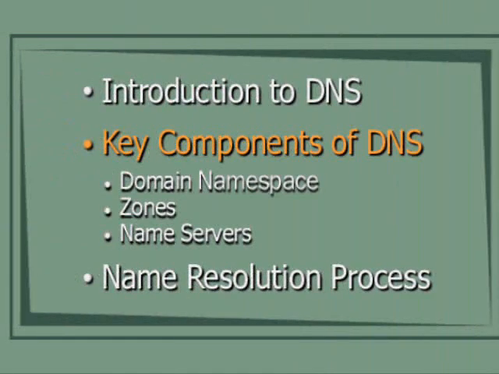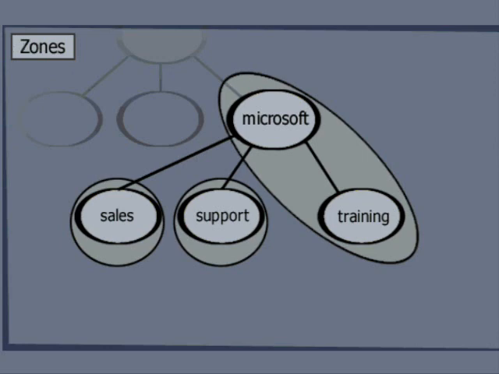For administrative purposes, domains can be organized into zones. As you can see in this example, a zone is a discrete and contiguous area of the domain namespace. One reason to divide a namespace into zones is to delegate authority for different portions of it. One very large domain could be difficult to administer.